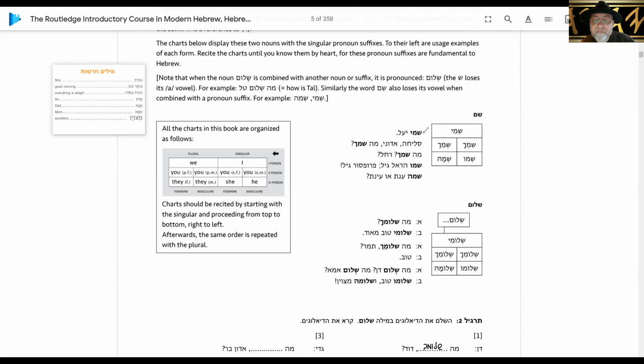So we have Shemi Yael. So my name is Yael. Okay, so remember this is first person, my name, and it doesn't matter whether it's a masculine or feminine person. In other words, it doesn't matter if it's a man or a woman or a boy or girl. In the first person, it stays Shemi. Okay.